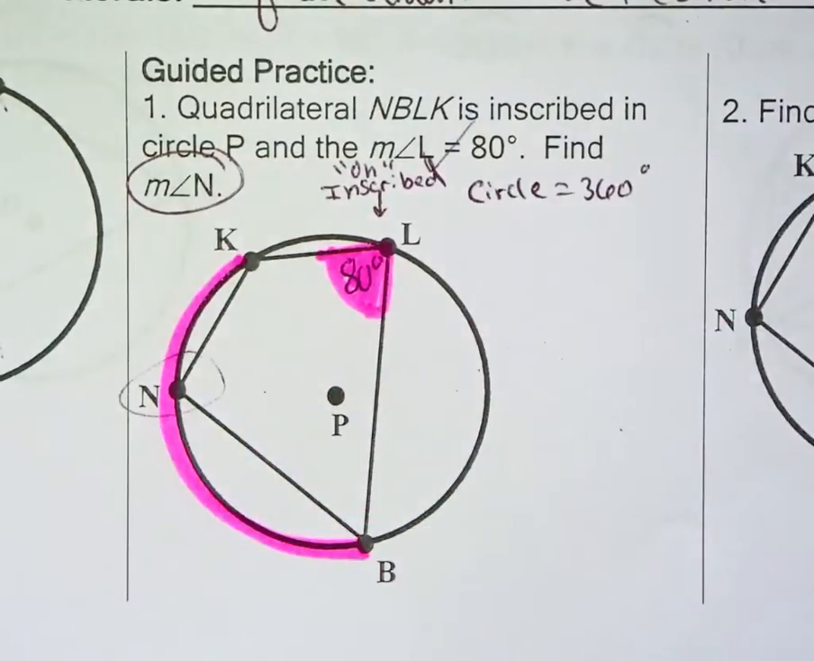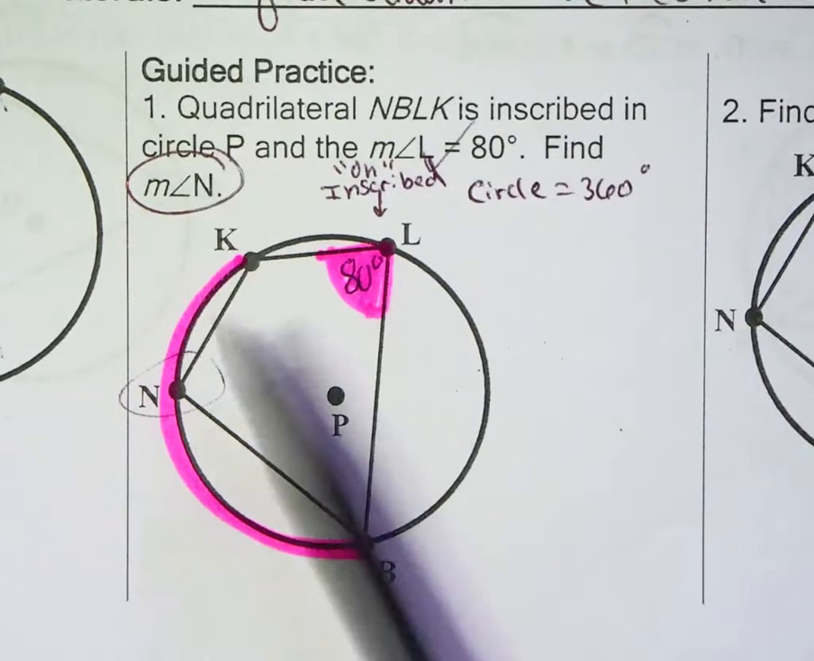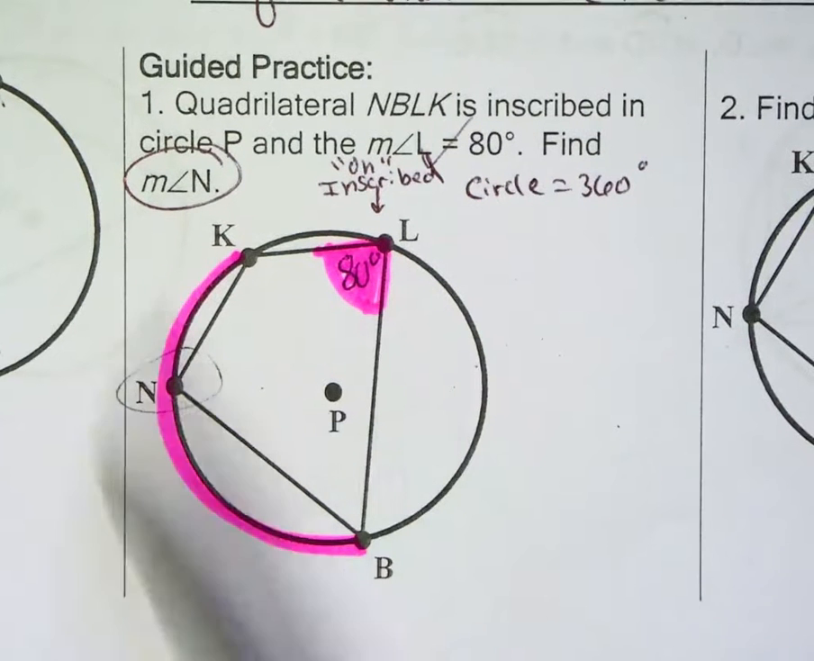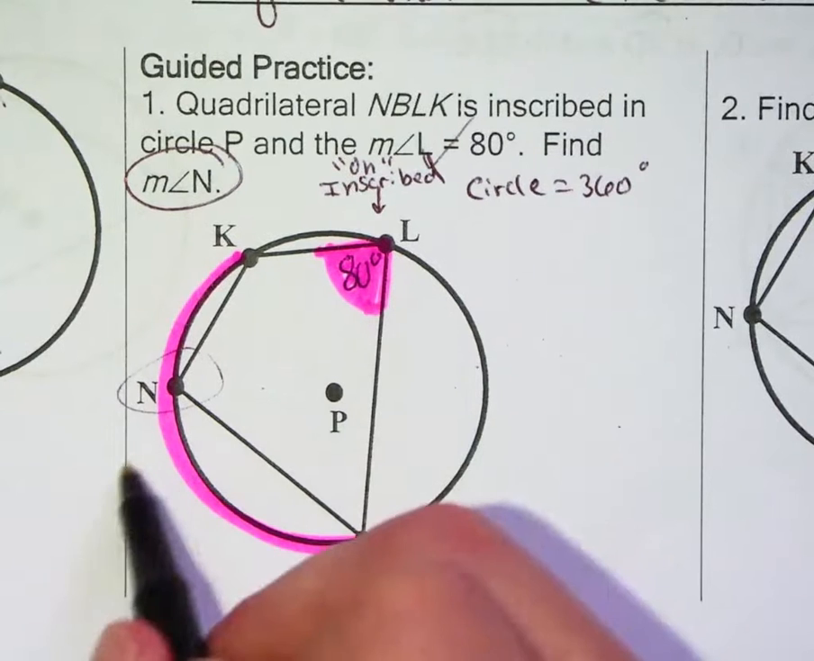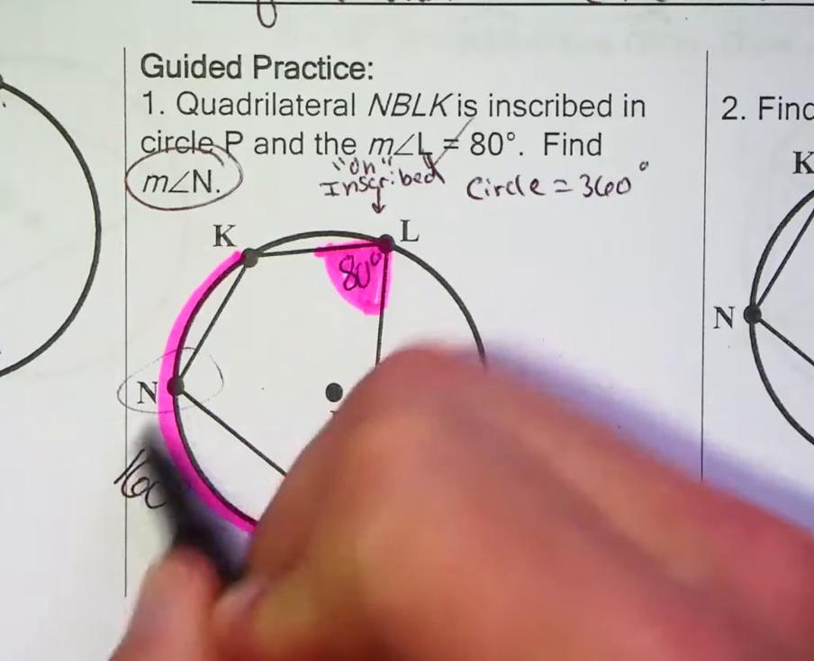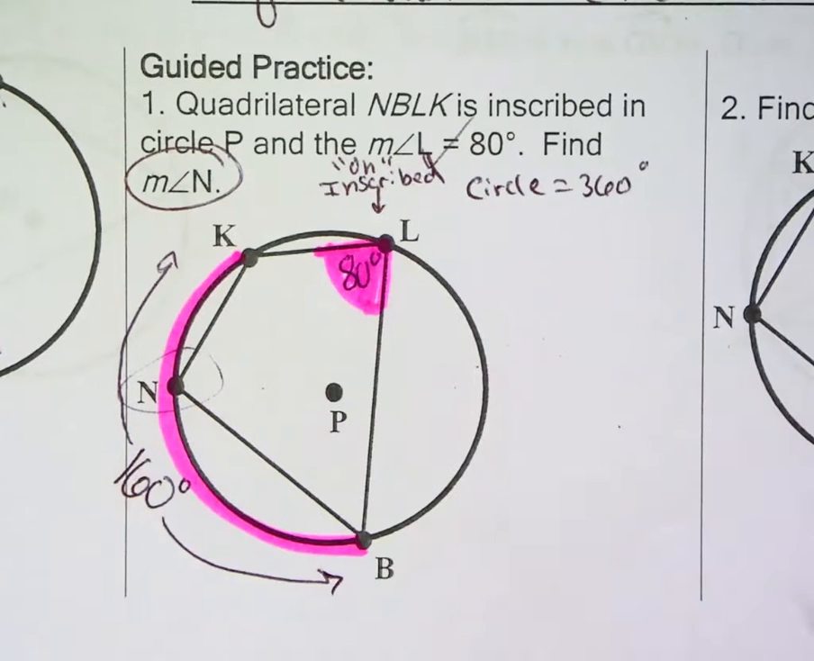And if we do, it's going to highlight the intercepted arc, KB. Why is that helpful? Well, what's the relationship? This angle is half of this arc. So what would this have to be if 80 is half of it? It means you have to double this, and you get 160 degrees for arc KB. And that's pretty cool.